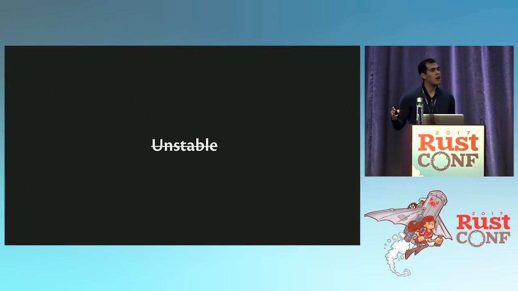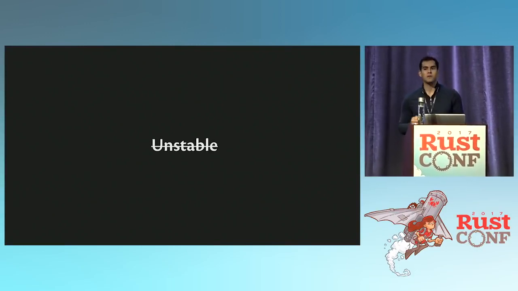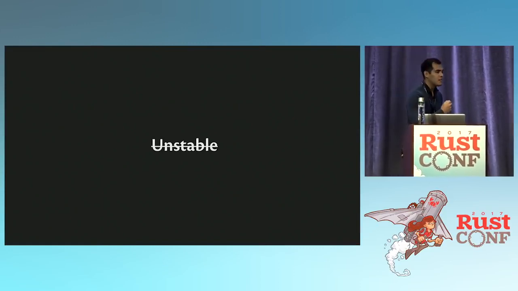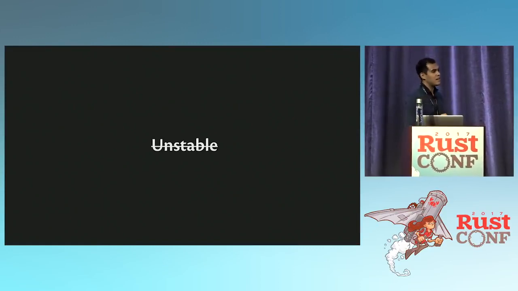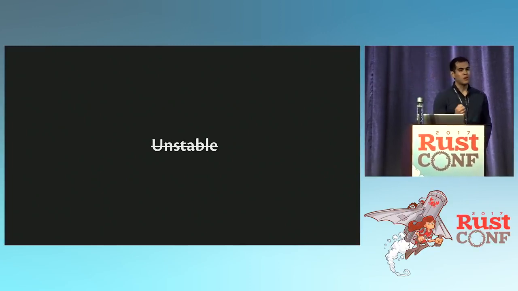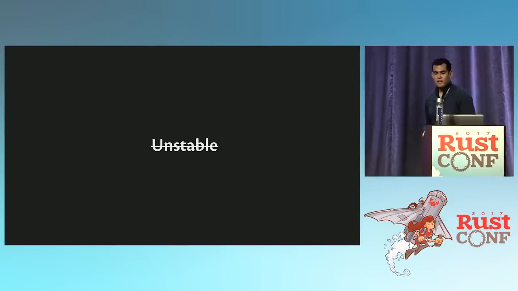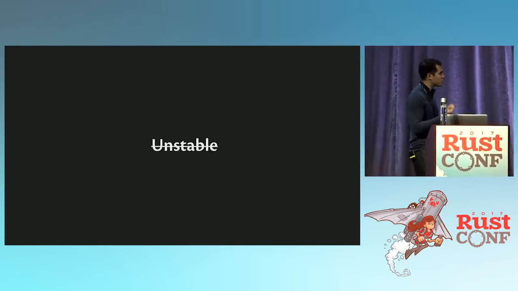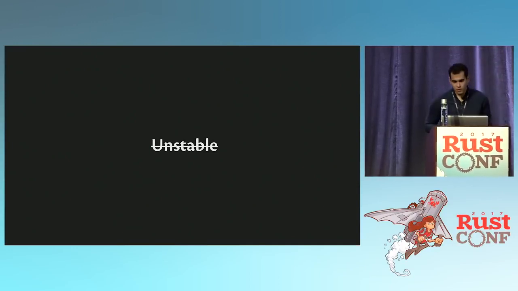At most, in the history of Rocket, there have been 24 hours between a new nightly breaking something in Rocket and a new release of Rocket fixing itself for that nightly. So at worst, if you update your Rust installation every single day, you wait 24 hours and there's a brand new release of Rocket that works on the latest nightly. Or you can just stick on the latest nightly and it'll just keep working. So Rocket applications are not unstable.